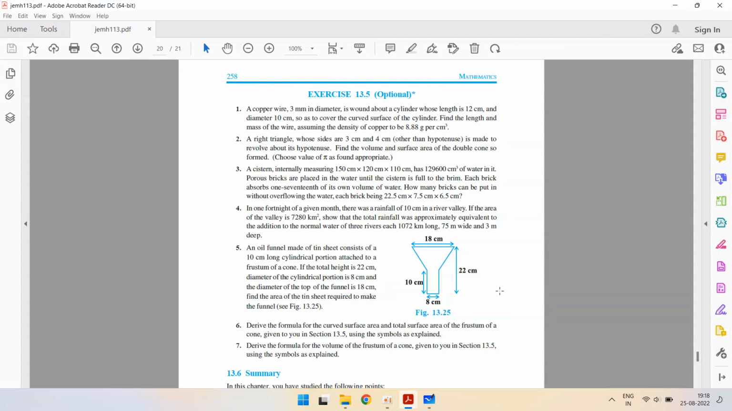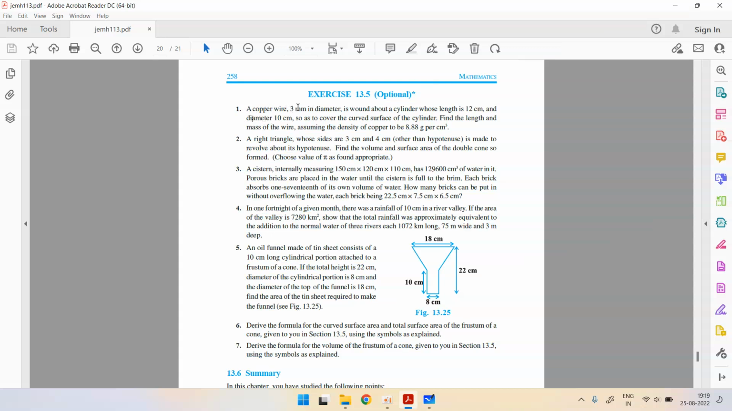Good morning, students. In the last lecture, we covered exercise up to 13.4. Now we are here to complete exercise 13.5. It's optional. So, question number 1.